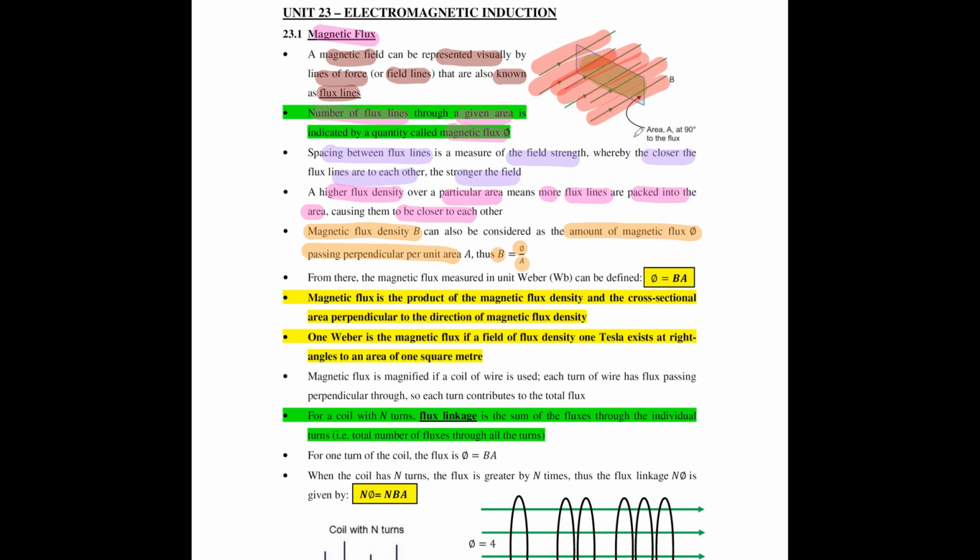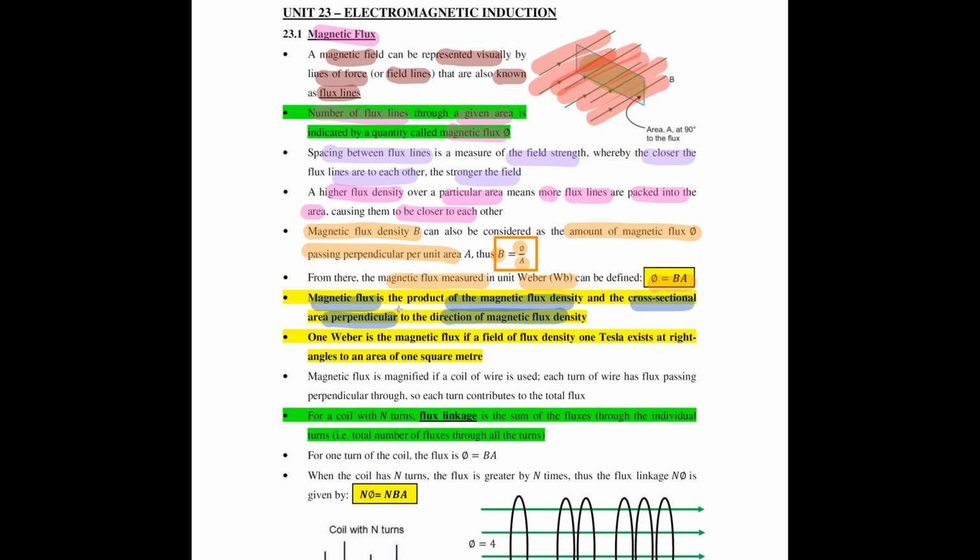Now, it's from this equation here that you will be able to define what your magnetic flux phi is. Your magnetic flux is measured in unit Weber, and from the first equation you have, flux is defined as the product of flux density and your area. So if you want to formally define it inside your exam question, you would just say it is the product of magnetic flux density and cross-sectional area perpendicular to your magnetic flux density.